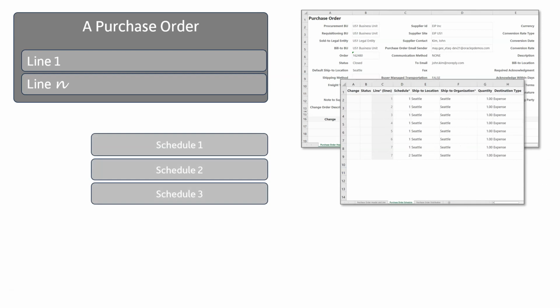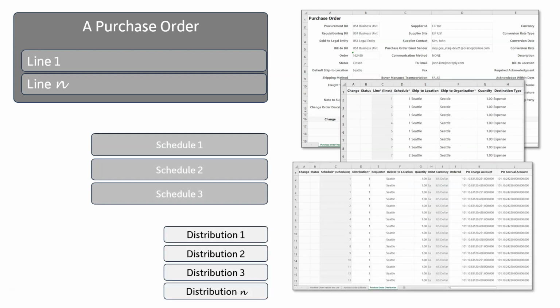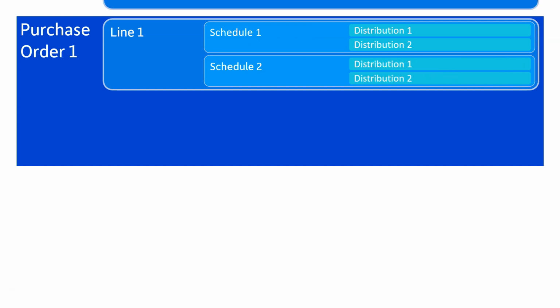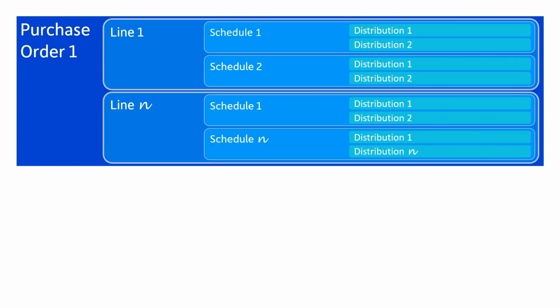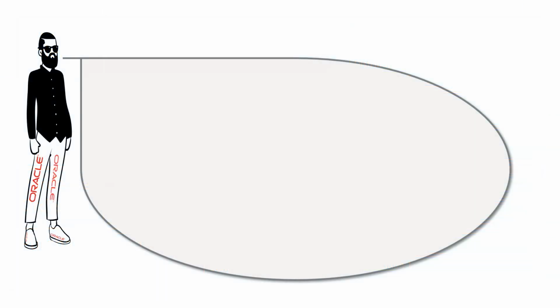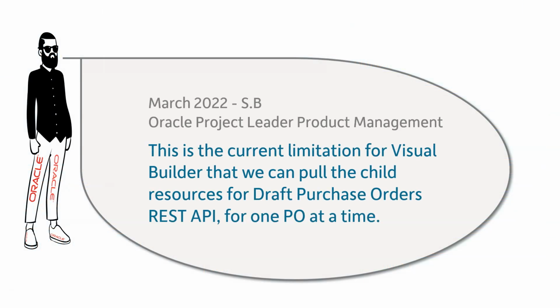Oracle do provide an example template for VBCS, however, as you'll notice, it's got a purchase order with lines, then there's schedules and distributions on separate worksheets, which you then have to link together. In an ideal world, you should be able to have multiple headers with multiple lines, schedules and distributions all in the one spreadsheet. Oracle confirmed this situation back in March 22.